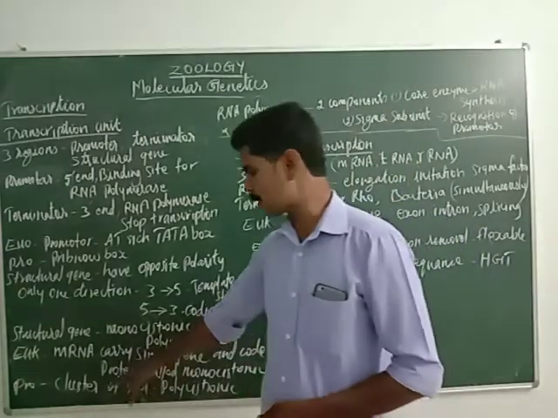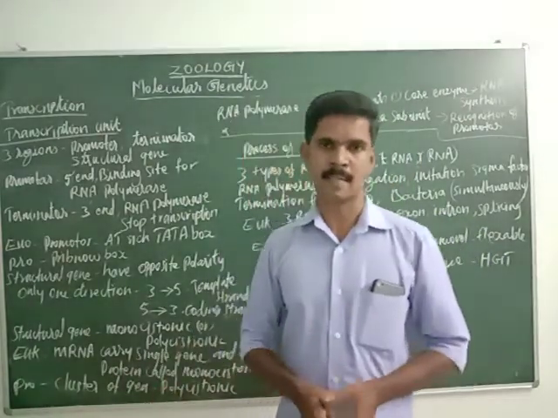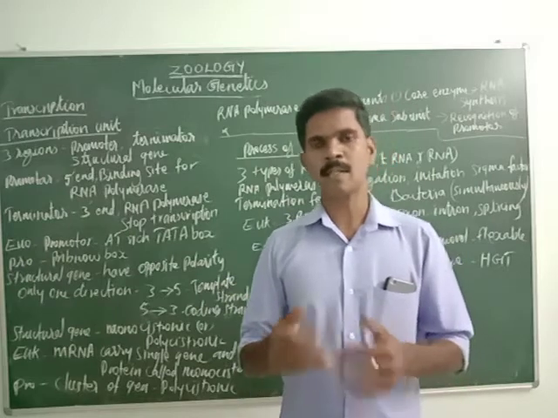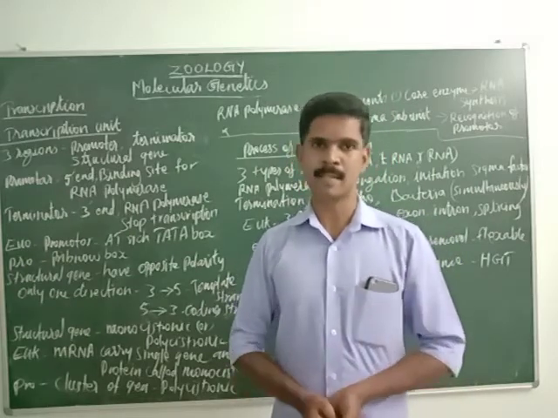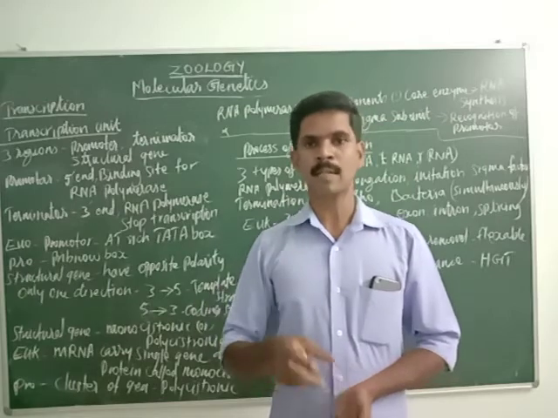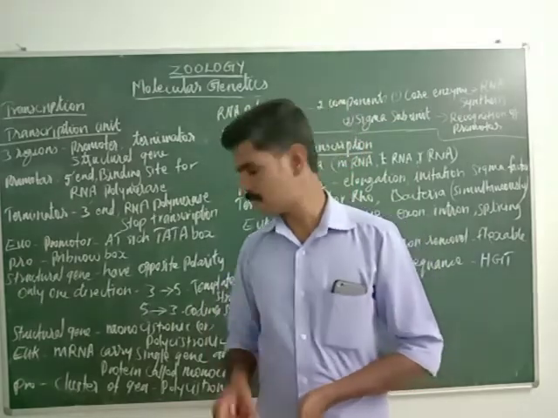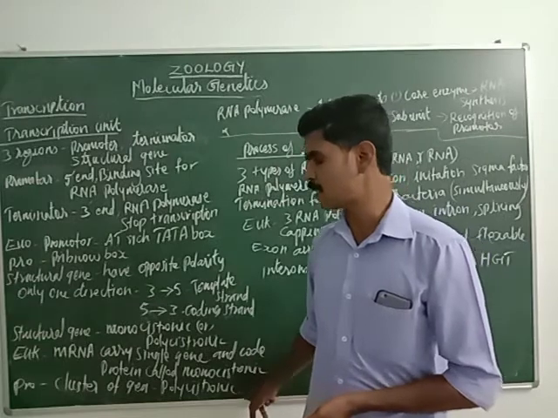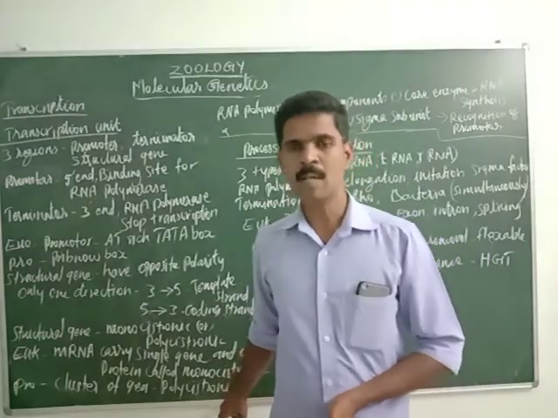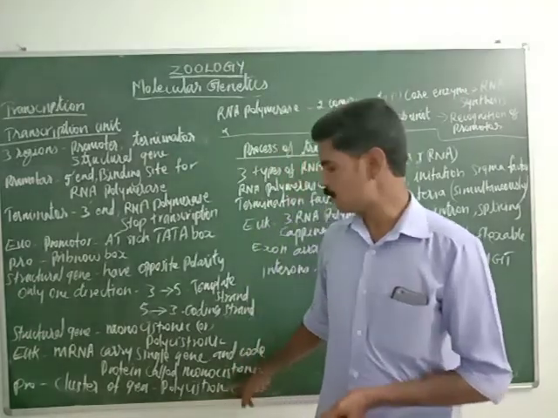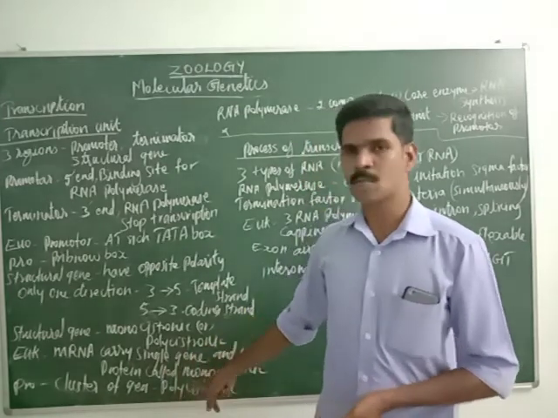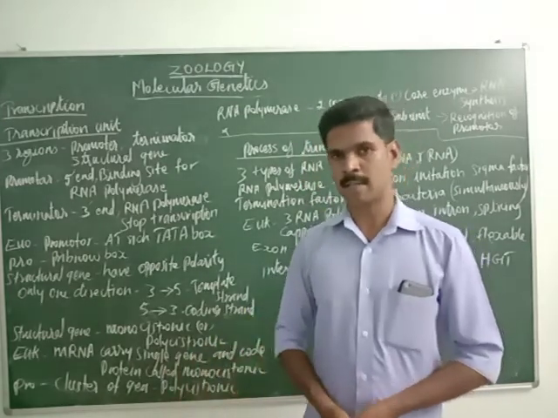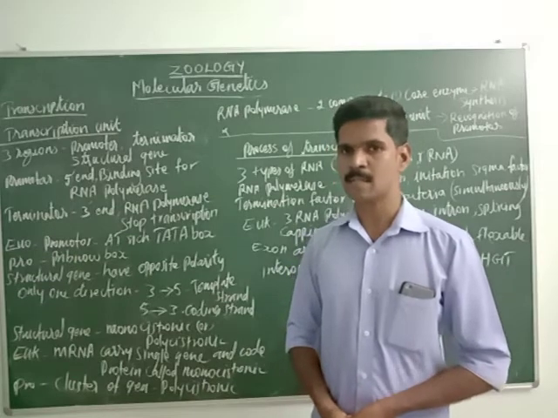In prokaryotic organisms, a cluster of genes is called an operon. A group of related genes are together involved in the transcription process, so that mRNA is called polycistronic mRNA. I think you understood the difference between monocistronic and polycistronic mRNAs. Understand, my dear students?